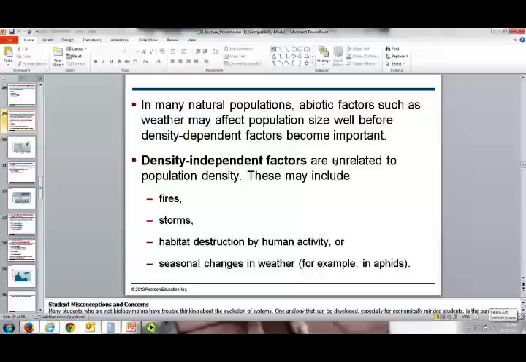So the density-independent factors are unrelated to population density. These include a lot of things like natural disasters such as fire, storms, habitat destruction, seasonal changes in weather. So for example, with aphids, you're going to see them peak in the summer months, and then when it cools off again, they're going to die back down. These don't care how many are in a population. If the habitat is going to be destroyed, it's going to destroy everything that lives in there. It doesn't matter if there's 3 or 30 in there, they're all destroyed.